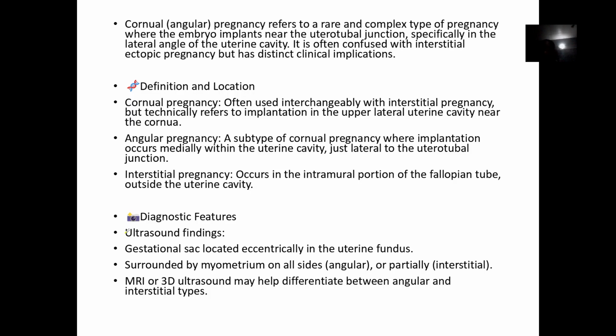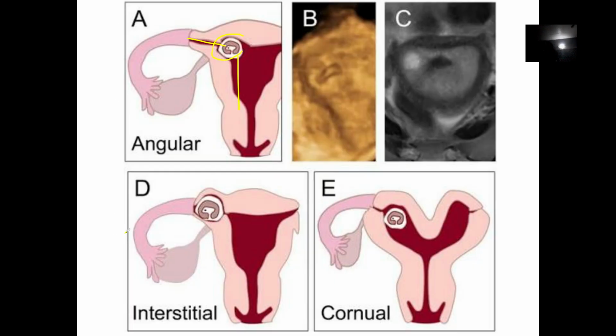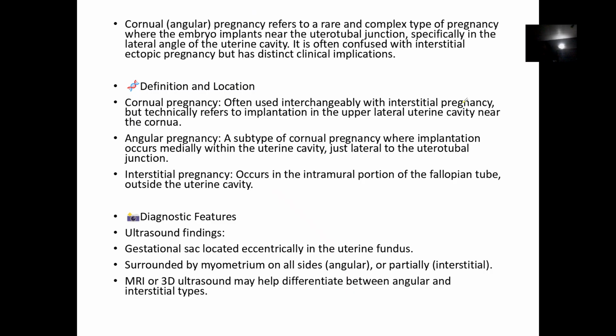So for diagnostic features, if you want to pick it up, you do imaging, just like what I have here. You see a gestational sac located in the uterine fundus, surrounded by myometrium on the sides. It could be MRI or 3D ultrasound, just like what I have here.